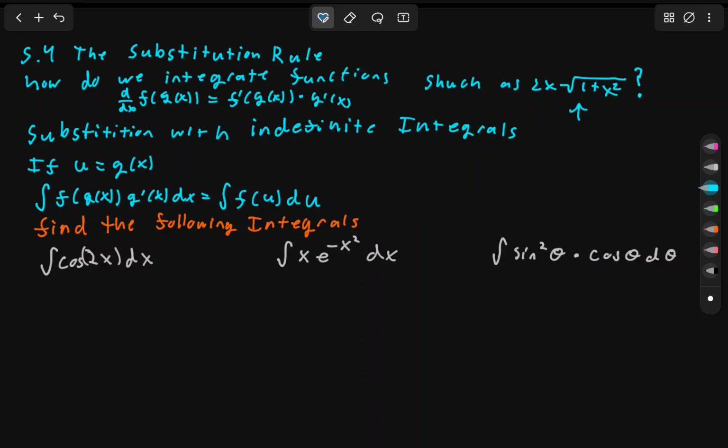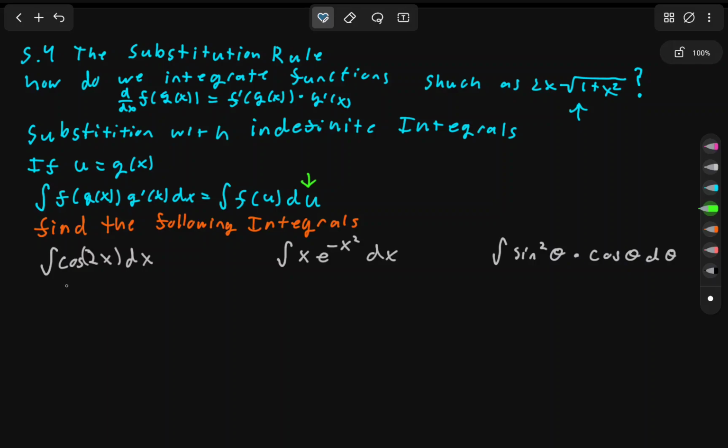So we say the substitution rule for indefinite integrals is: if u is equal to g of x, then f of g of x times g prime of x, you can clearly see that we have the chain rule derivative part here, is equal to the integral of f of u times the differential du. So I'm going to talk a bit more about this differential du in a moment. But for right now, let's get started with evaluating an integral.